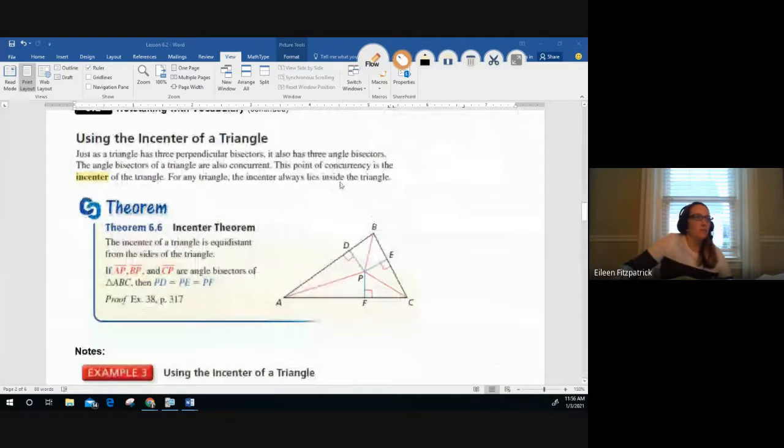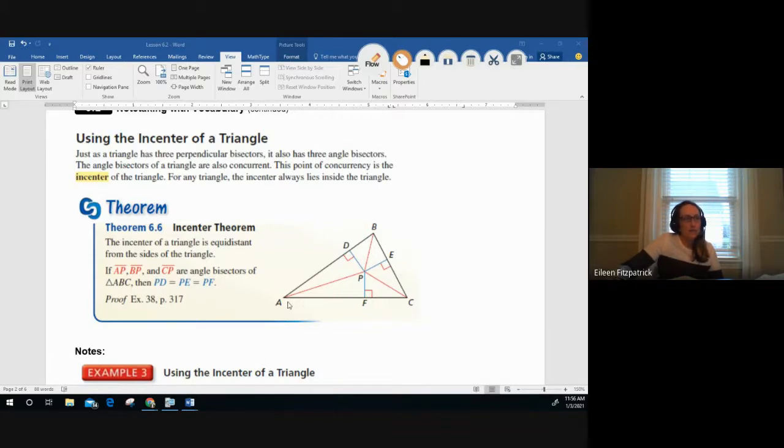All right, using the incenter of a triangle. So just as a triangle has 3 perpendicular bisectors, it also has 3 angle bisectors. The 3 angle bisectors of a triangle are also concurrent. This point of concurrency is called the incenter of the triangle. Okay, so make sure you know the difference between the terminology and the vocabulary words. For any triangle, the incenter always lies inside the triangle.